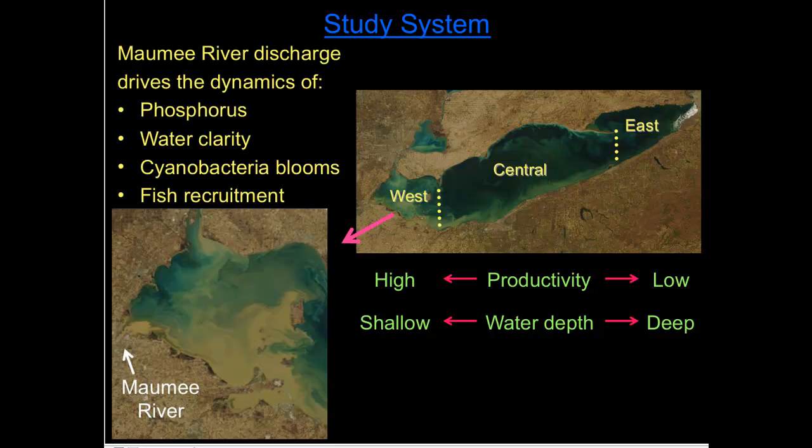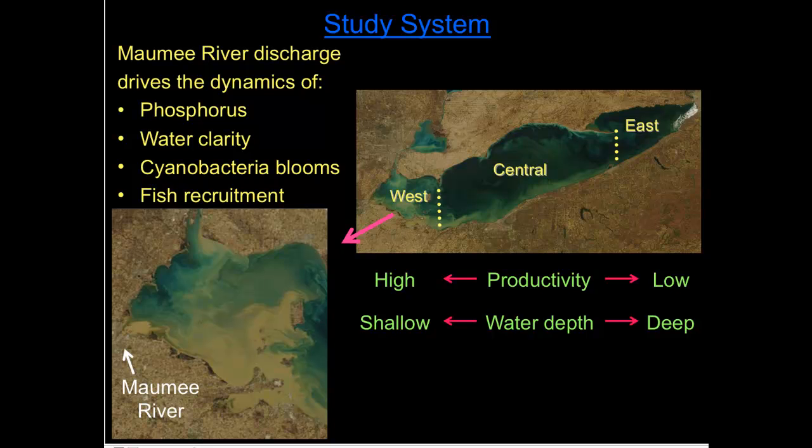When we look a little closer at the western basin, the furthest western portion of the western basin is where the Maumee River enters Lake Erie. And the Maumee River discharge really drives what happens in Lake Erie, especially with respect to harmful algal bloom events. The Maumee River drives the dynamics of the phosphorus that comes into Lake Erie, which drives the harmful algal bloom events. It drives water clarity. As I mentioned, it drives harmful algal bloom events. And these are also related to fish recruitment.